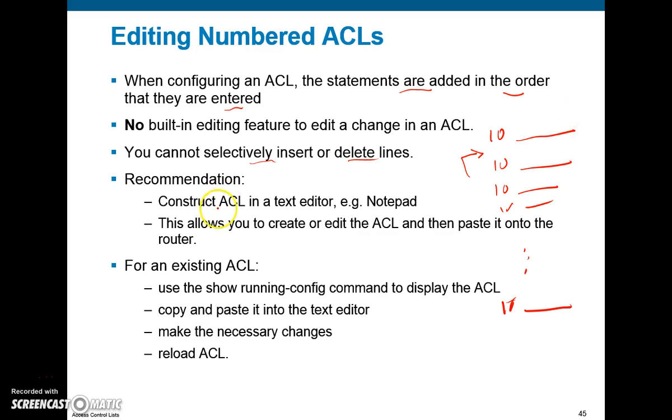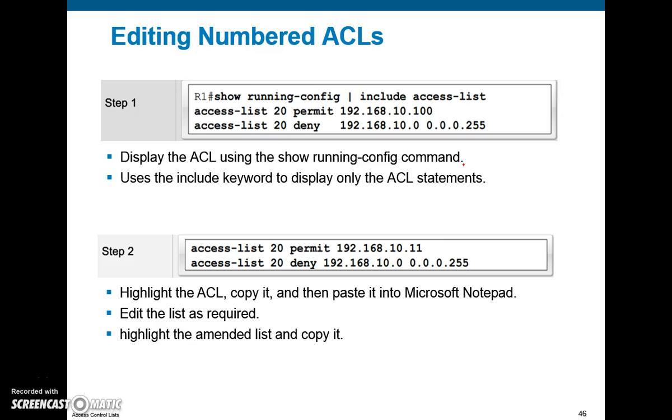The recommendation is to construct the ACL in a text editor. This will allow you to edit the ACL in the text editor and copy and paste it to the router. But let's say you have not done that, then you can use the show run command to display the ACL, copy and paste, make the change, and then reload the ACL. Let me show you an example.